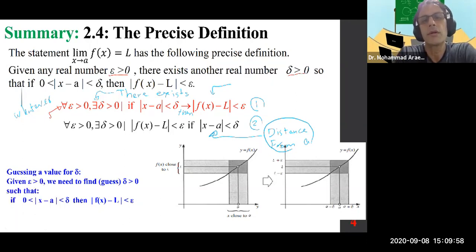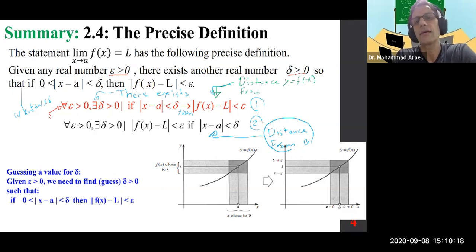This is the distance that f of x, by f of x, remember, we mean y, right? The y value has from the limit L, distance of y or f of x from L. So I hope everybody can see what we are referring to. This is L, everybody. So it goes up by a little bit, down by a little bit. That means L minus epsilon, L plus epsilon.